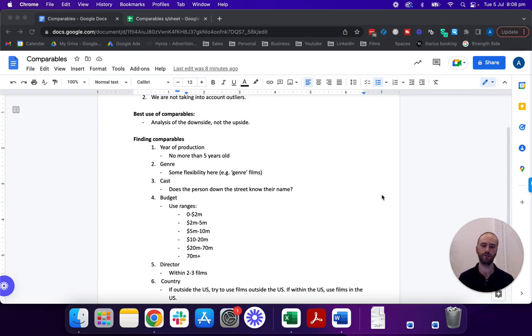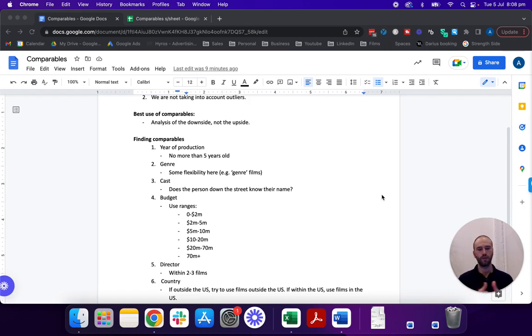Sometimes a film might be made for a really small cash budget, but the filmmakers are really talented. They just didn't have the actual cash resources behind them, but they had enough other resources to make the film happen. And then I'd basically go like 2 to 5, 5 to 10, 10 to 20, 20 to 70, and then 70 plus.